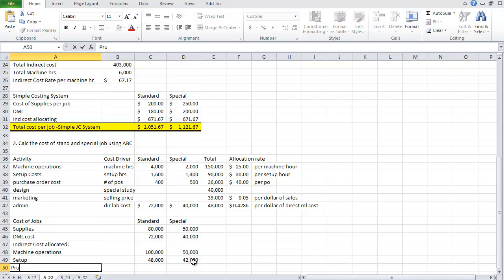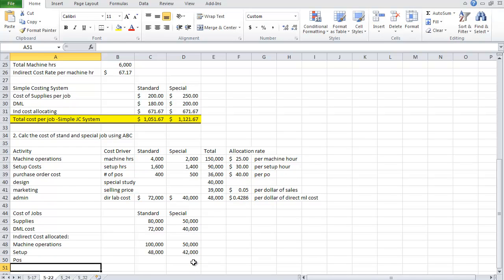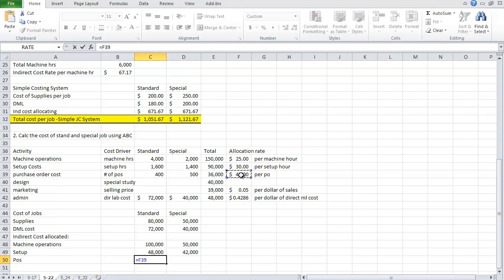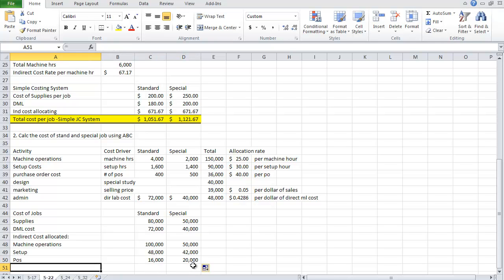We'll do purchase orders. So in this case, again, we'll take the $40 per purchase order. We absolute value it. We multiply that by the 400 purchase orders that will be done. That gives us a total cost of $16,000. If we take our $40 times 500, we get $20,000 for the special orders.